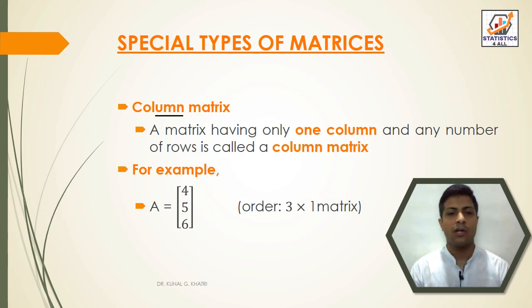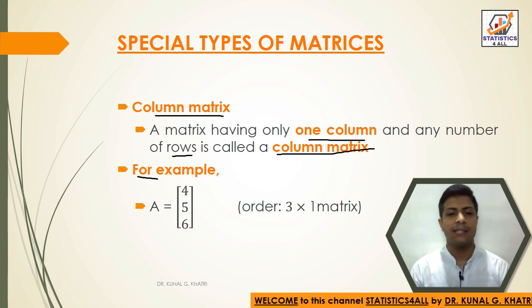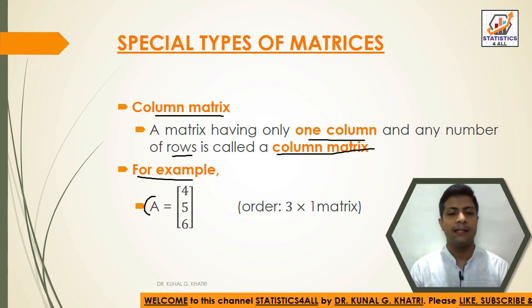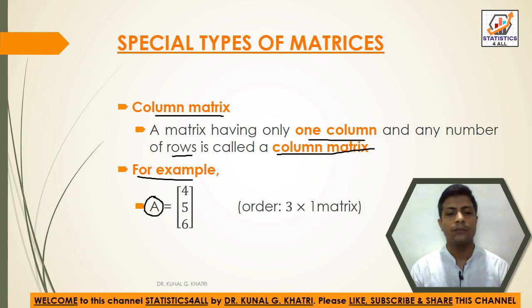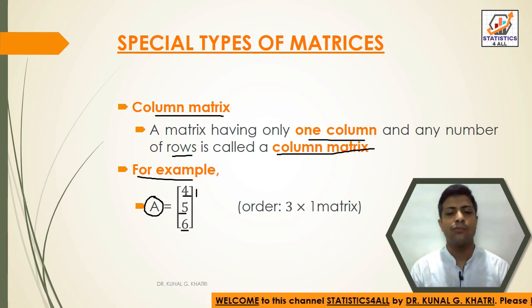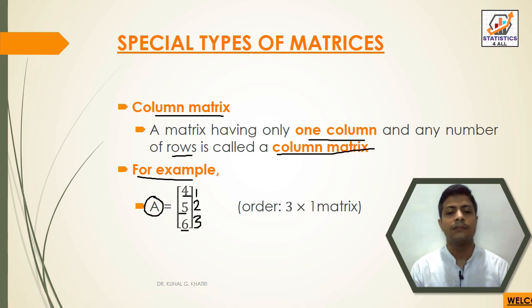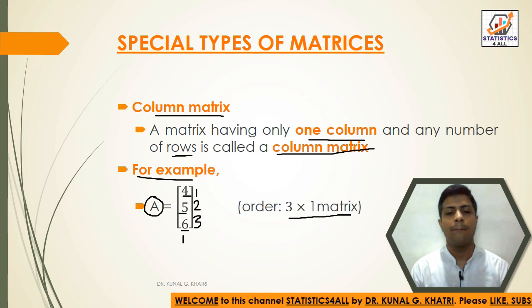Next is column matrix. A matrix having only one column and any number of rows is called a column matrix. For example, matrix A is equal to here 4, 5, 6. That is in first row 4, second row 5 and in third row that is equal to 6. So and your column is only 1. So this is 3 by 1 matrix.